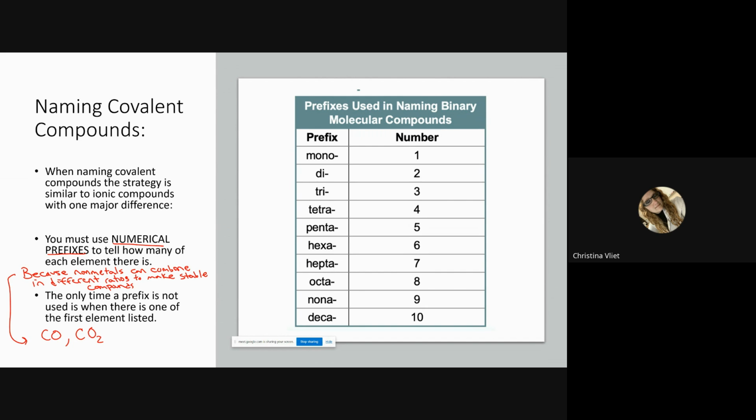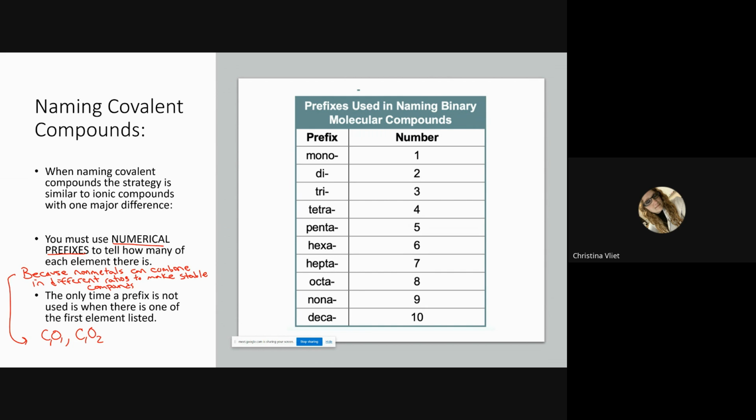You should have the reason why, because that might help you remember why you have to use prefixes for covalent compounds but not for ionic compounds. For ionic compounds, you don't use prefixes because there's only one way to combine a metal and a non-metal. It's based on the charge. Whereas with covalent compounds, there are multiple ways they could share electrons, and multiple compounds can be made from the same two elements with different ratios. For example, carbon monoxide makes a stable compound with one carbon and one oxygen, whereas carbon dioxide makes a stable compound with one carbon and two oxygens.